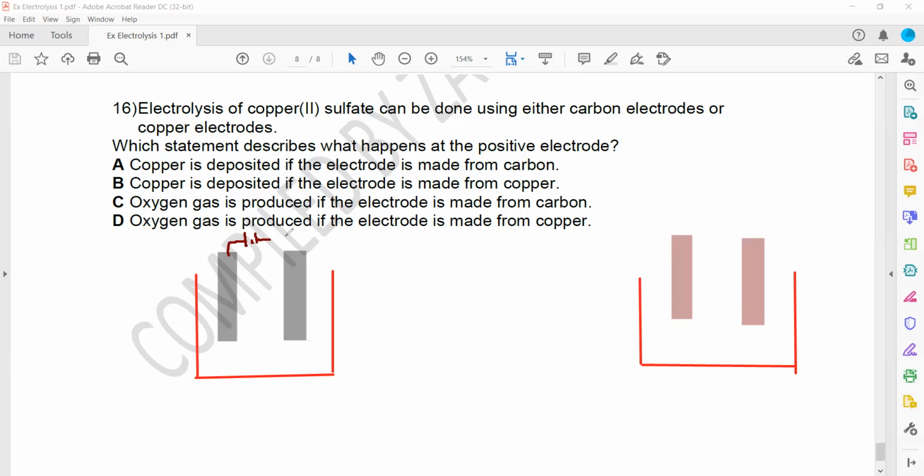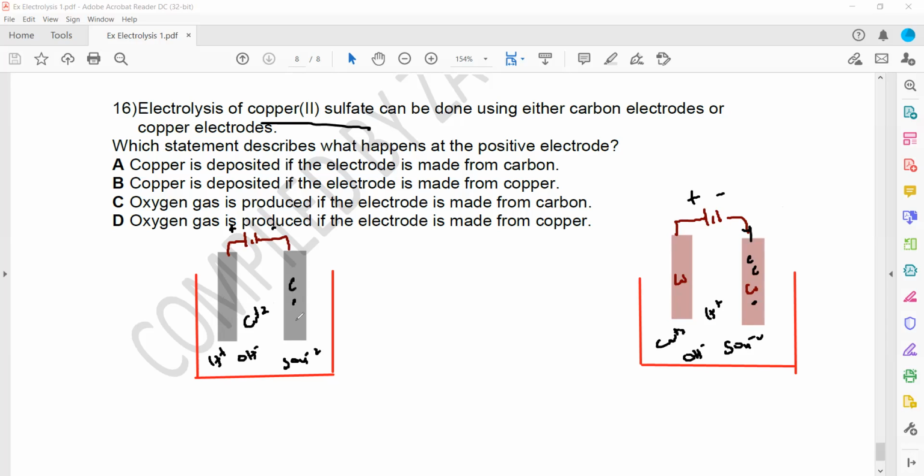So this is positive, negative, and in the same way positive, negative. So this is copper, here also copper. This is carbon, we don't have to write it because carbon doesn't react. What are the ions present inside the solution? It's a copper(II) sulfate solution, aqueous. So copper ions are there, sulfate ions are there, hydrogen ions are there, and hydroxide. Same thing here. This is the positive terminal of the battery, and negative. So electrons will come out here, and here also electrons will come out.